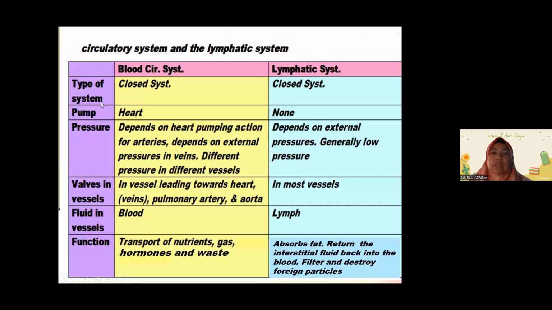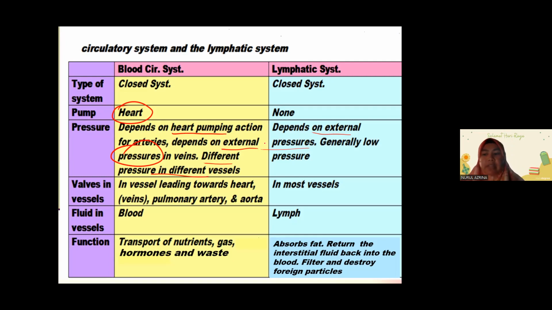Next, what are the comparison or differences between the blood circulatory system and the lymphatic system? Both are closed circulatory systems, right? The blood circulatory system has a pump, which is the heart, whereby there is no pump in the lymphatic system. So the movement of blood depends on the action of heart pumping, and sometimes also on external pressure on the vein, and the difference in pressure in different vessels. But for the lymphatic system, the movement of lymph fluid depends on external pressure, generally skeletal muscle contraction. And generally the pressure is lower.